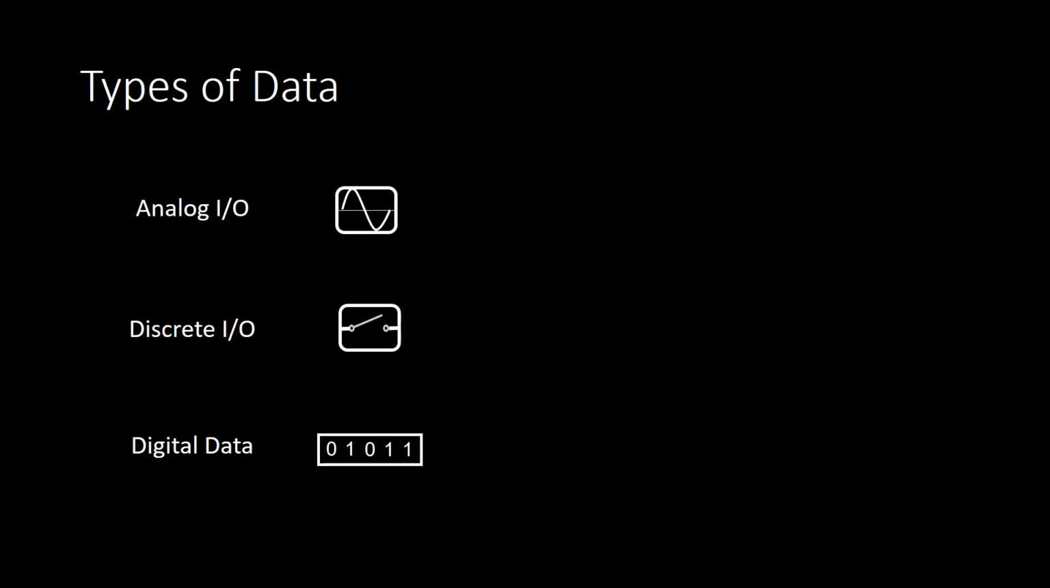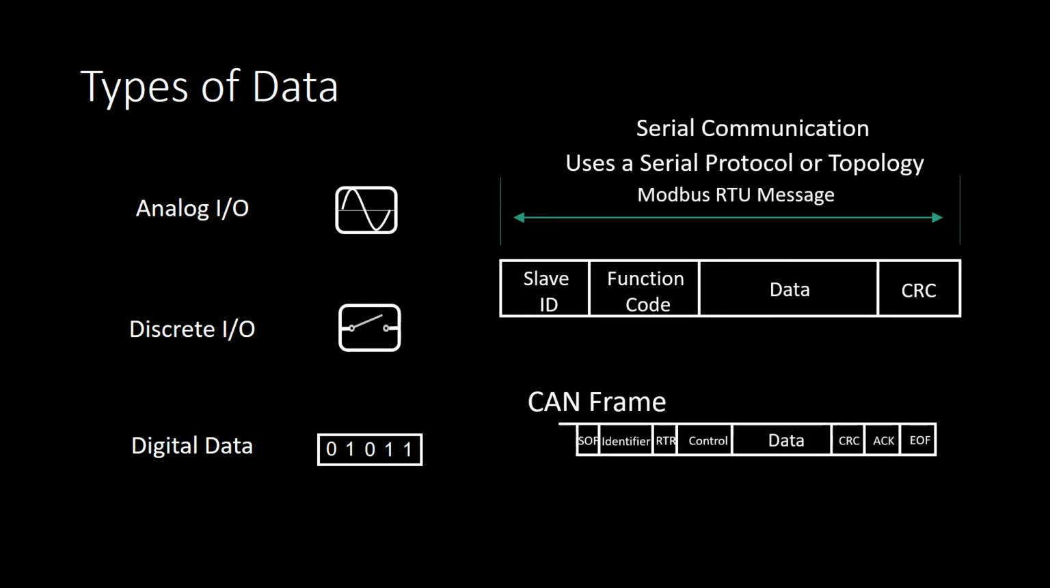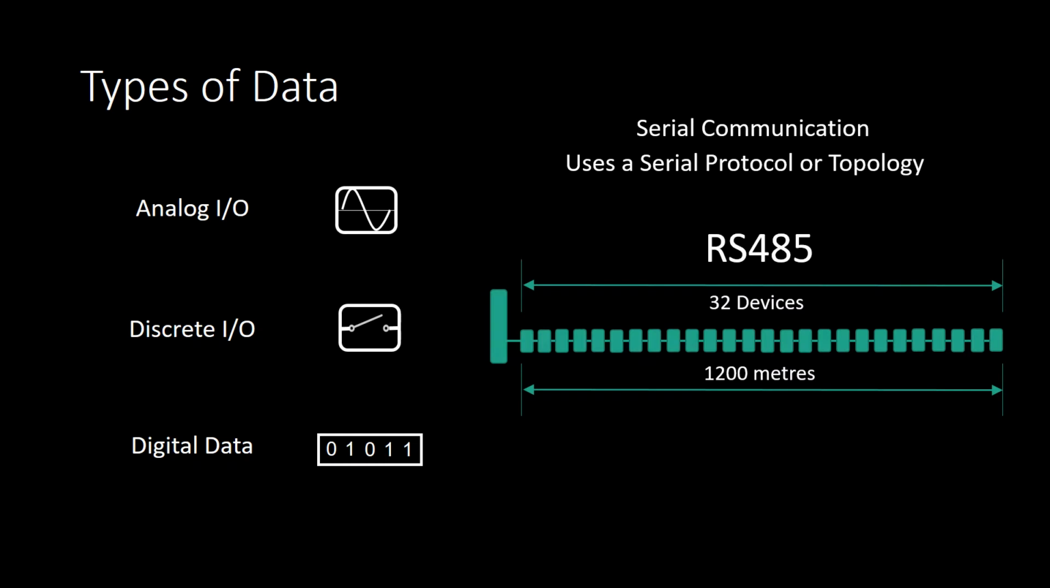Just to make things more interesting, each of these data types could also be referred to as serial communications. When we talk of serial communications, all this means is that this type of data is being transmitted using a serial protocol or topology. This could be a serial protocol such as Modbus RTU or CAN, or topology such as the RS485 or DeviceNet.